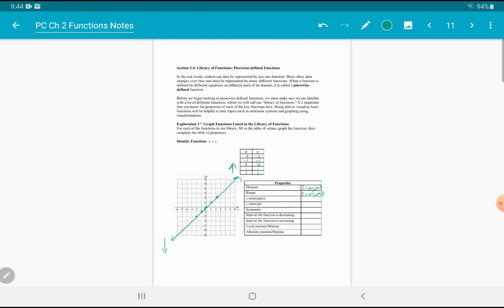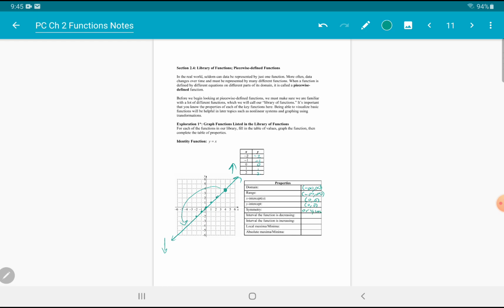Where does the x-intercept occur? Where does the graph cross the x-axis? Well, it crosses at 0, 0. So our x-intercept is going to be at 0, 0. And the same thing goes for the y-intercept. It crosses the y-axis at the point 0, 0 as well. So that's our y-intercept. Does this graph have symmetry? Well, notice that whatever we do in quadrant 1 is actually kind of mirrored over onto quadrant 3. And that shows you symmetry with respect to the origin.